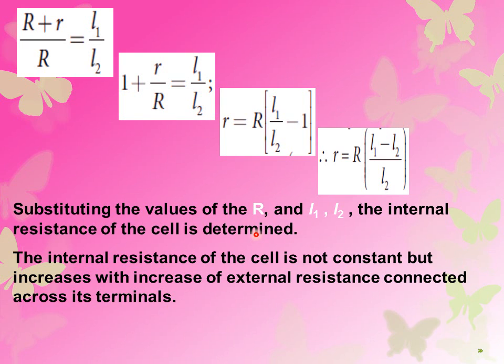It has to be defined properly by the person who is doing the experiment. And we also know that by using the jockey we can find out the lengths L1 and L2. So the internal resistance of the cell can be determined using this experiment. The internal resistance of the cell is not constant but increases with increase of external resistance connected across its terminals. If you raise the value of capital R, then the internal resistance is raised.